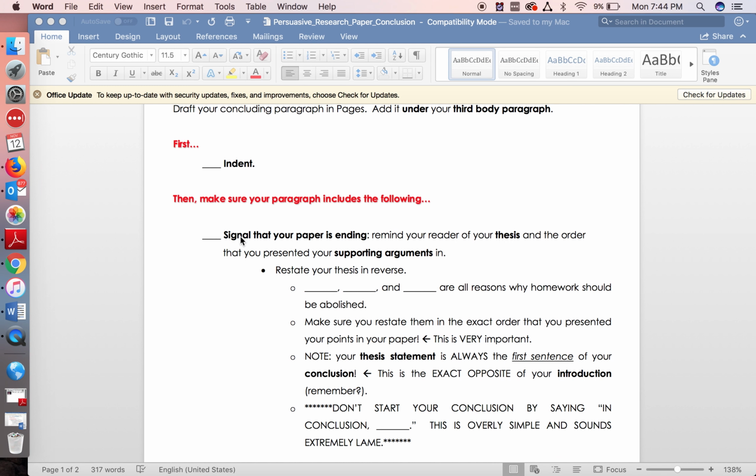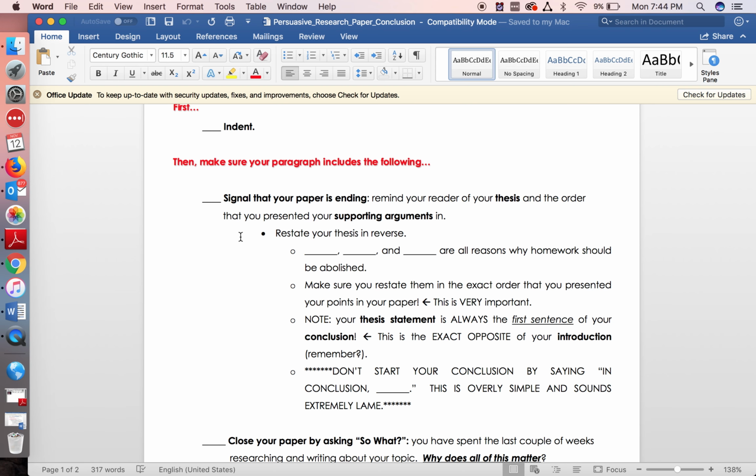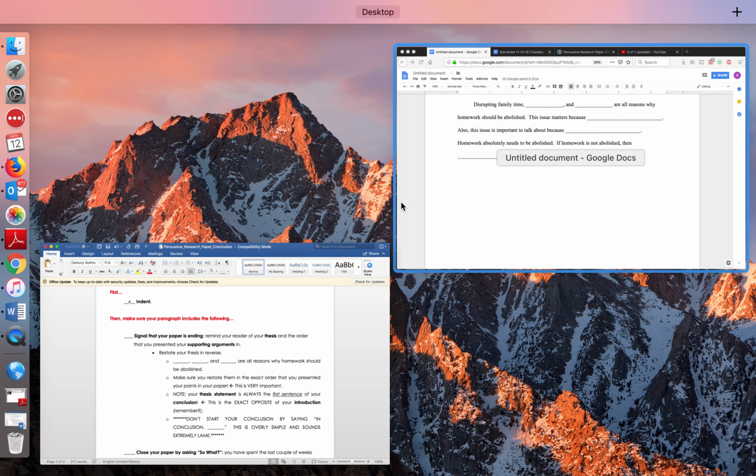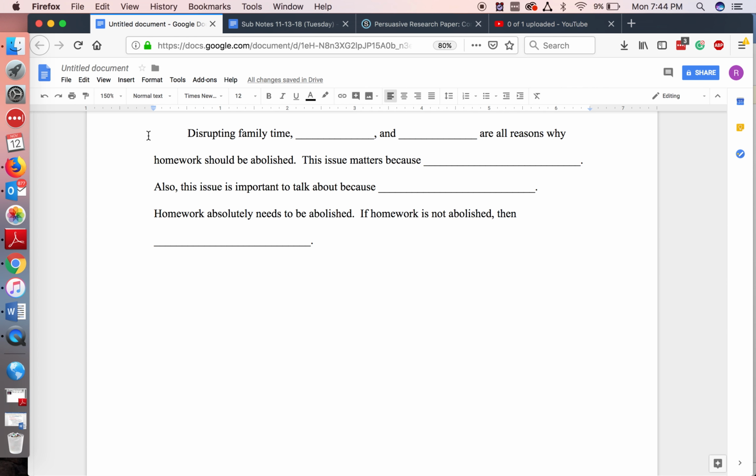So I'm going to hop back to this. And again, treating this as a checklist, the first thing you're going to want to make sure you do is indent. And let me double check. Yep, I indented right there. Perfect. Whew, I'm good. Okay.